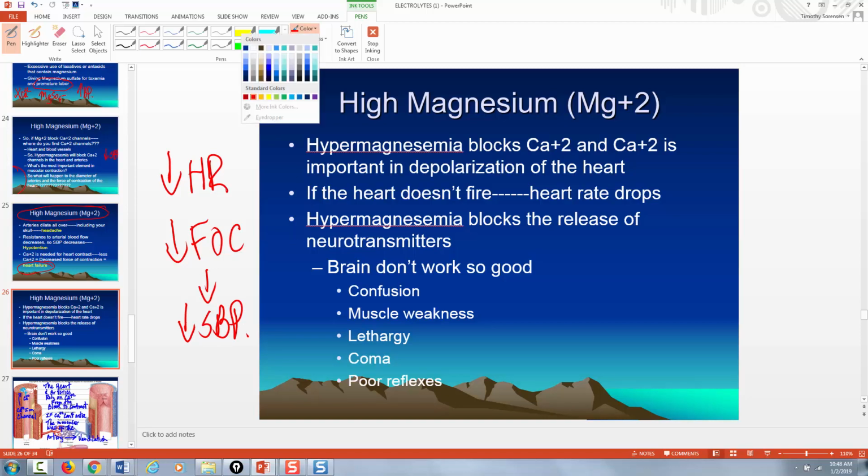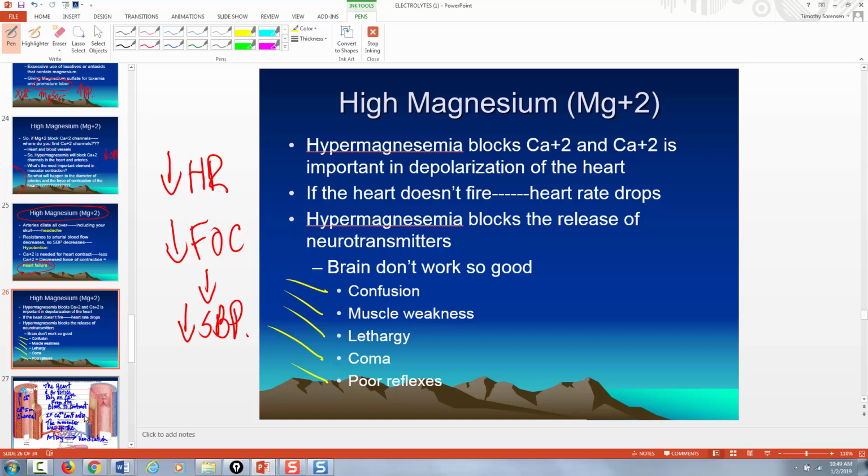And magnesium blocks the release of neurotransmitters. So less neurons are going to be firing in your brain. That's going to lead to confusion. So yeah, muscle weakness. They're going to become lethargic. And if it's bad enough to go into a coma, their reflexes become very, very low.